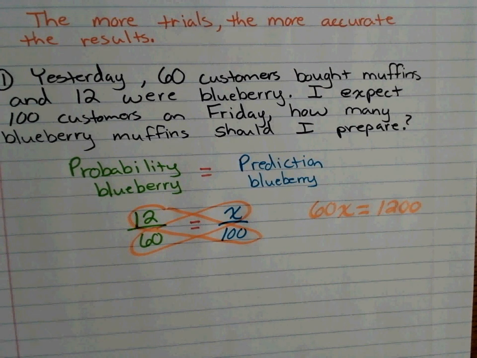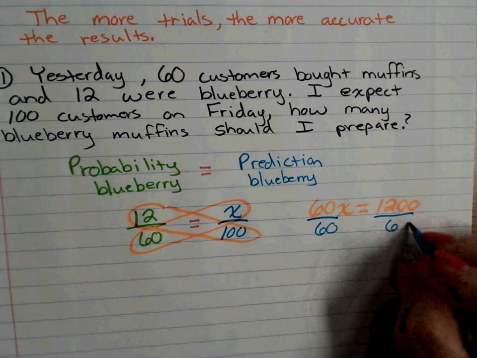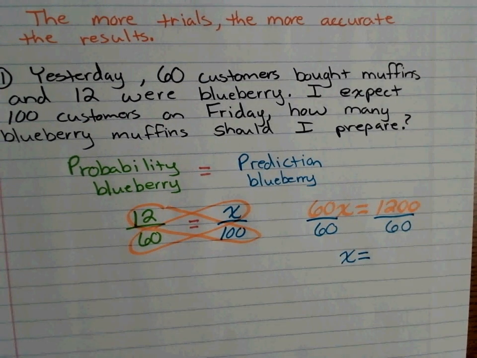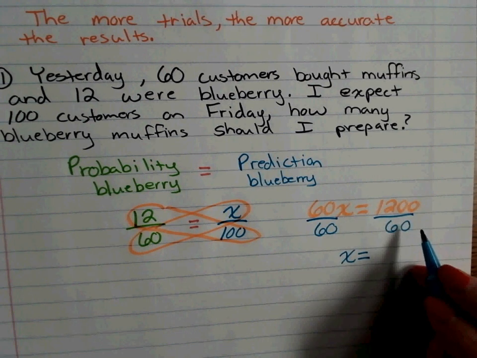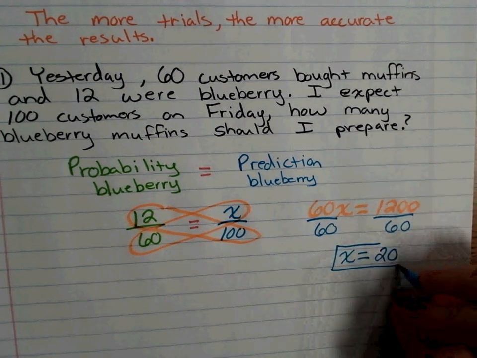So what inverse operation am I going to perform here? Division. Okay, so we're going to go ahead and divide both sides by 60. And how many blueberry muffins should I go ahead and prepare then? We do 1,200 divided by 60. What would we get? 20. Good. So I could expect to make about 20 muffins.